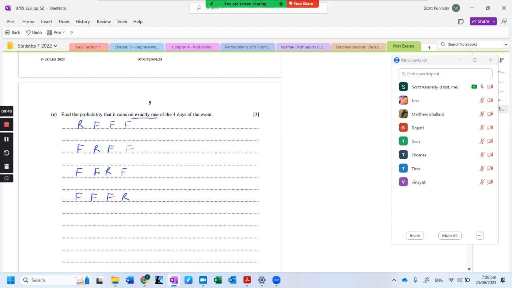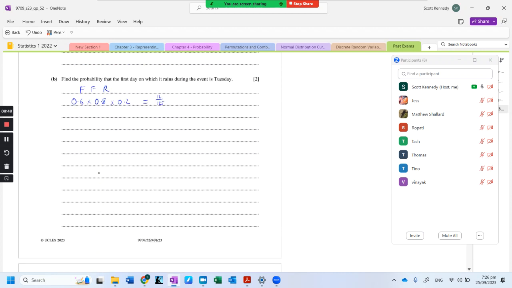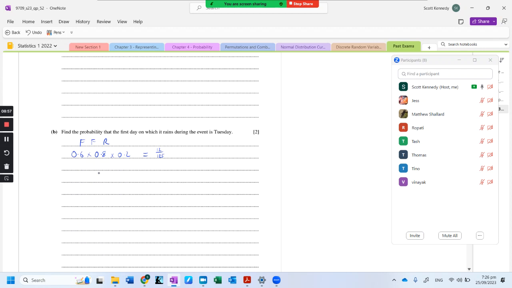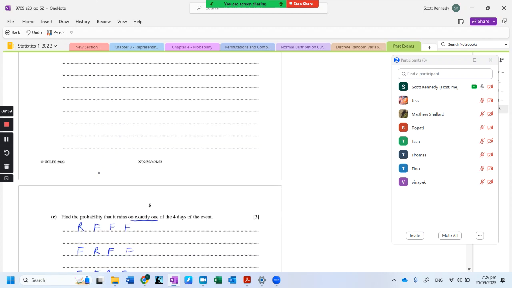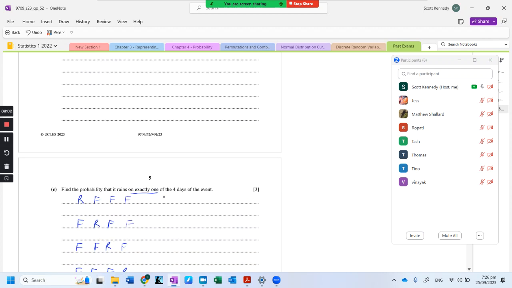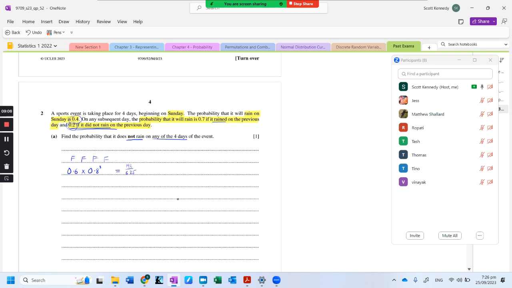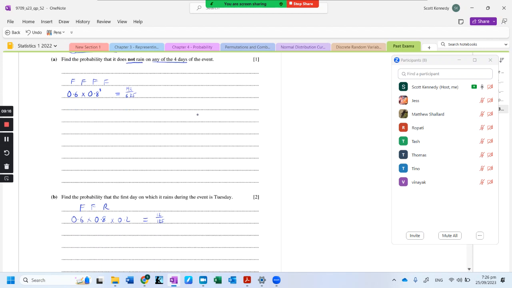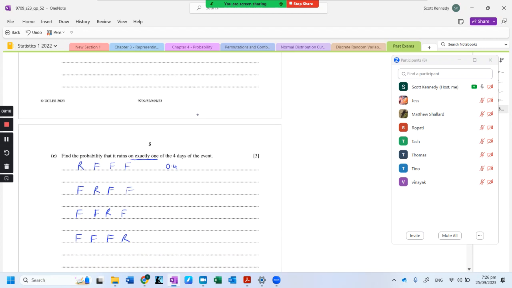Now, if we get rain on the first day, going back up here, the probability it will rain on Sunday is 0.4. Okay, so we're starting with the 0.4. And then on the next day, the probability that it will rain is 0.7 if it rained on the previous day, which means it's 0.3 to be fine on the second day. So this is times 0.3.